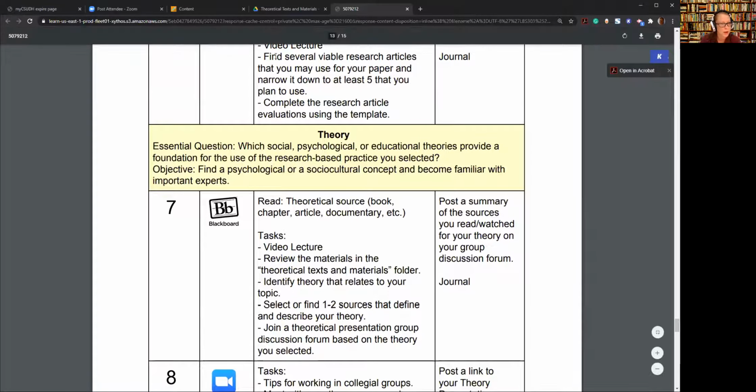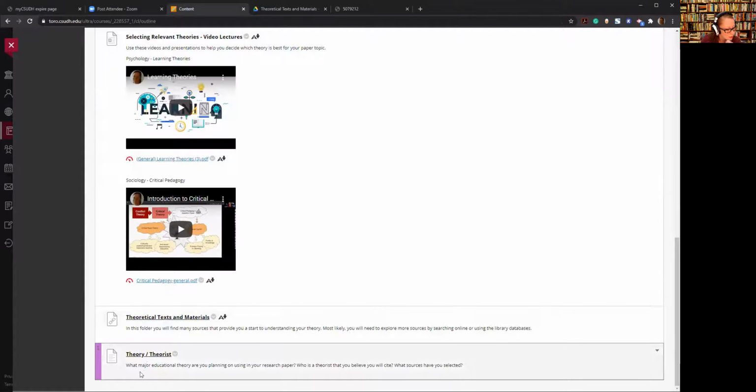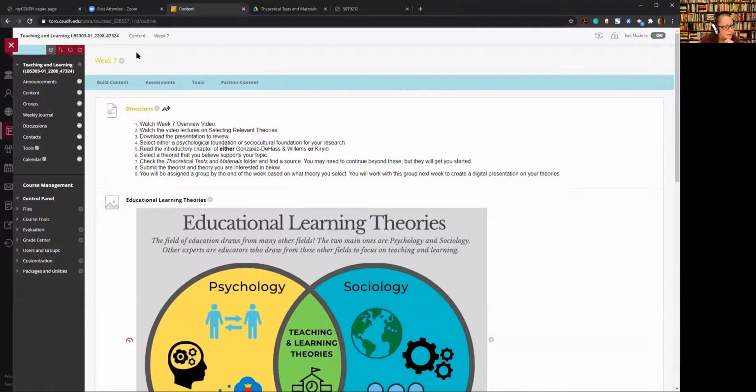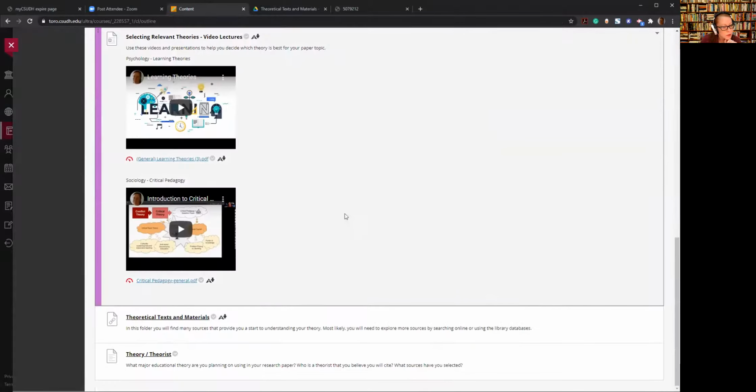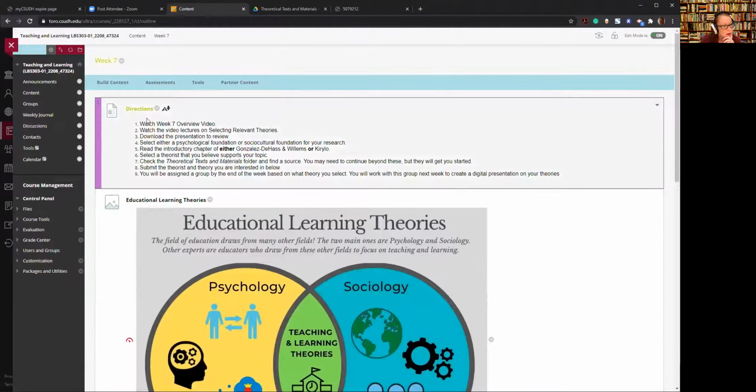There will be a journal added. I noticed, yeah, there needs to be a journal added. I apologize, it's not in there yet, but I will put it in there. So you'll do a journal entry as usual. That's real simple. You're just gonna reflect on the theories that you've read and which one you picked. And that should be it for this week.